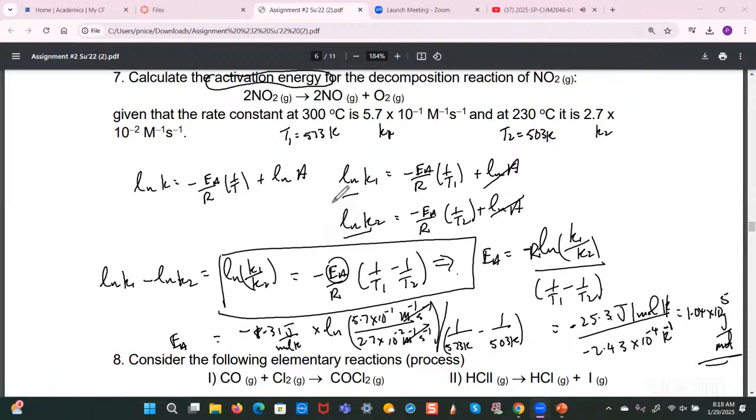Yes, ma'am. Yes, sir. Sorry. How'd you find R again? R is a constant, 8.31. Yeah, that's the molar gas constant, which will be provided for you, of course, in your test. Okay, any other questions?